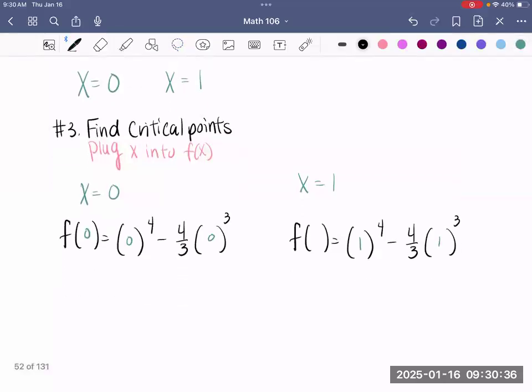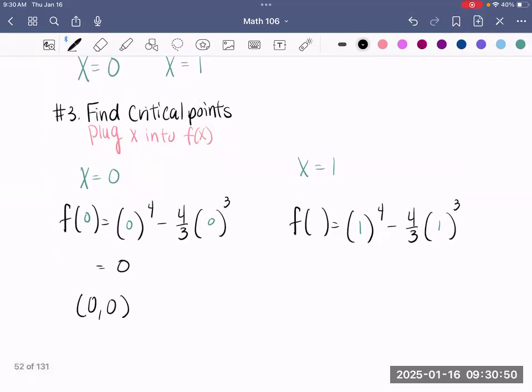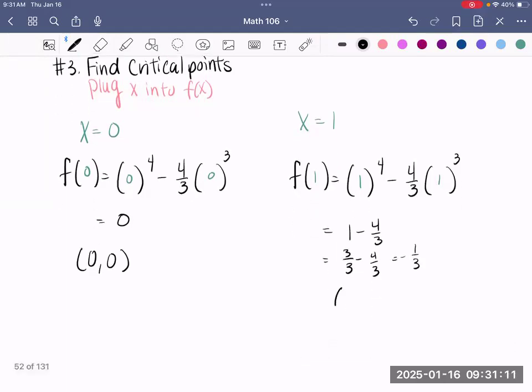So we get 0 over here. So we have the coordinate 0, 0. And then again at 1 over here, we get 1 minus 4/3. So that's 3 over 3 minus 4 over 3. So we have a negative 1/3. So we have 1 and negative 1/3.